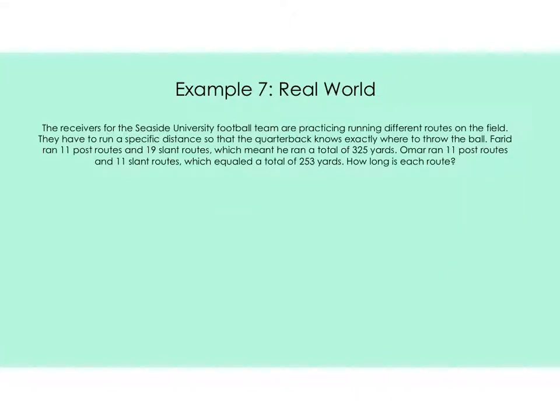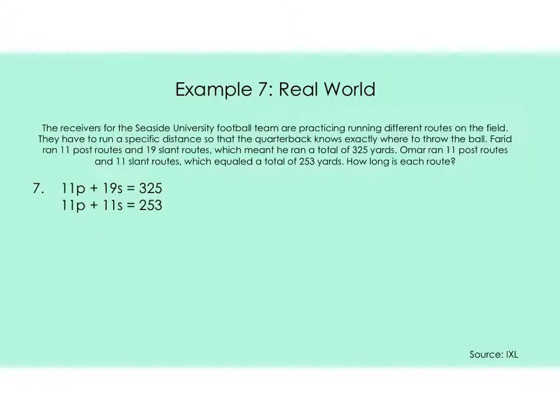The final example is a real-world word problem. It says the receivers for the Seaside University football team are practicing running different routes on the field. They have to run a specific distance so that the quarterback knows exactly where to throw the ball. Fareed ran 11 post routes and 19 slant routes, which meant he ran a total of 325 yards. Omar ran 11 post routes and 11 slant routes, which equaled a total of 253 yards. How long is each route?